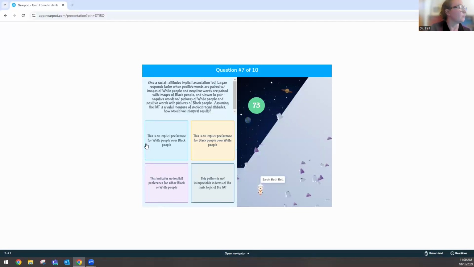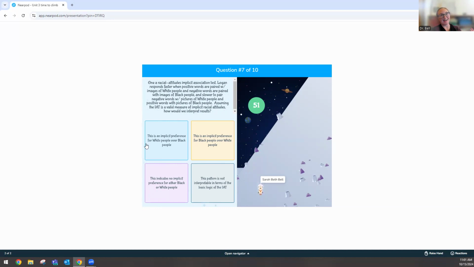Okay, one: racial attitudes implicit association test. Logan responds faster when positive words are paired with images of white people and negative words are paired with images of black people, and slower to pair negative words with pictures of white people and positive words with pictures of black people. Assuming the IAT is a valid measure of implicit racial attitudes, how will we interpret these results?